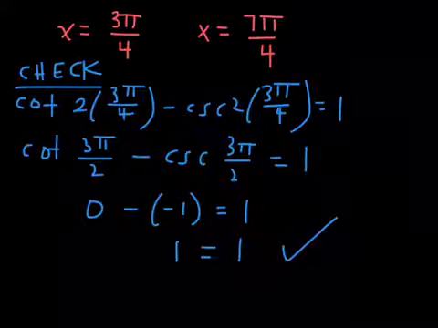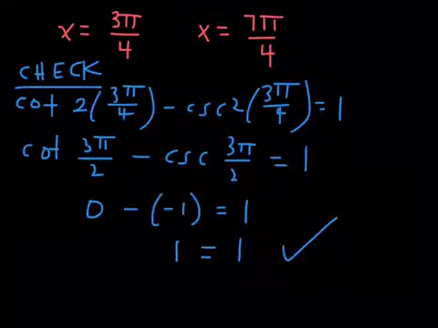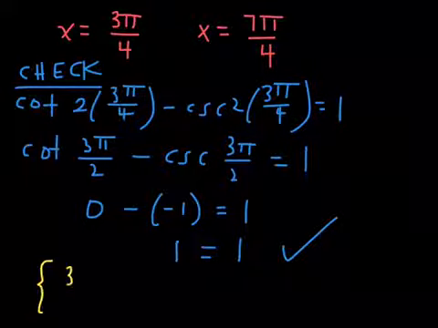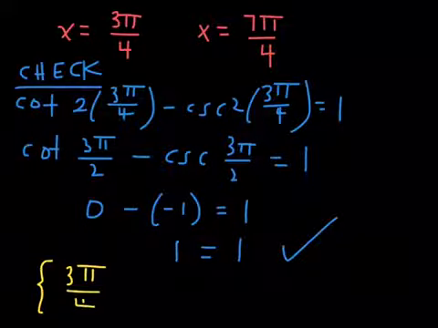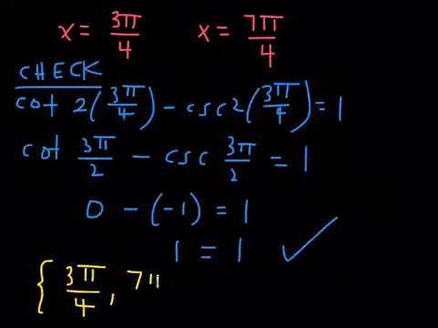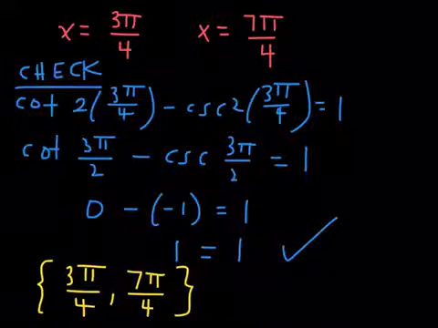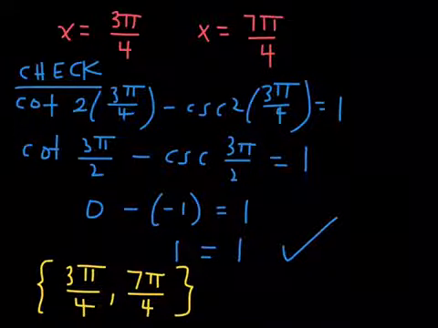This definitely checks out. What I would invite you to do is to plug in 7 pi over 4 and confirm that it checks out. By now you should have seen that both of these check out, meaning they both satisfy the original equation. So your final solution set is 3 pi over 4 and 7 pi over 4.